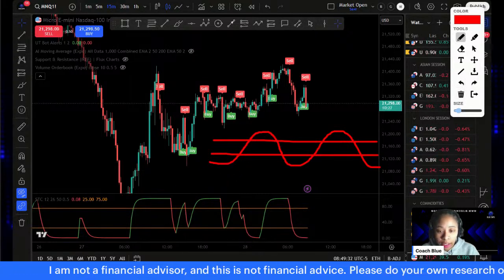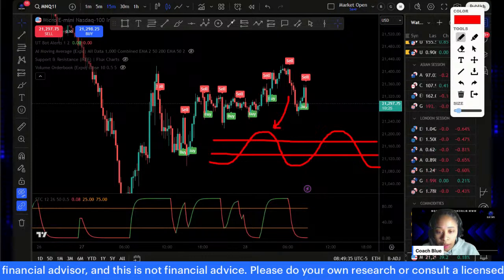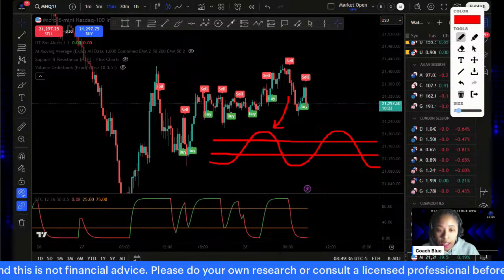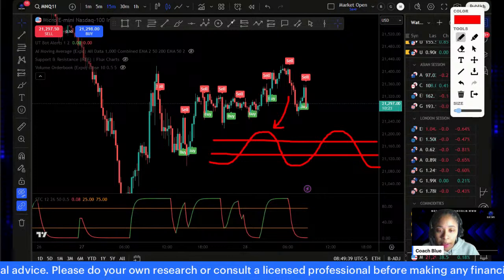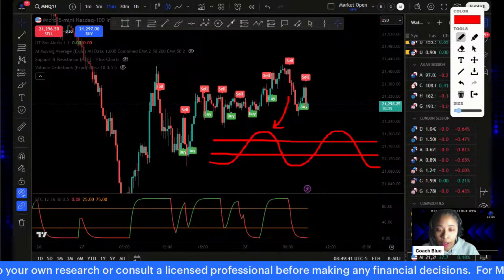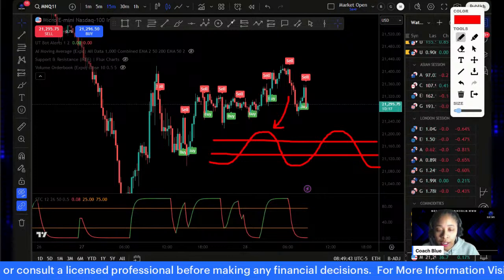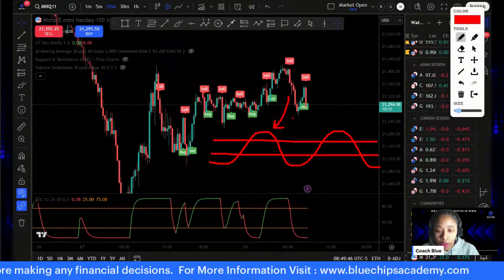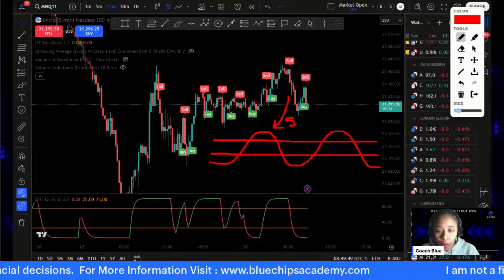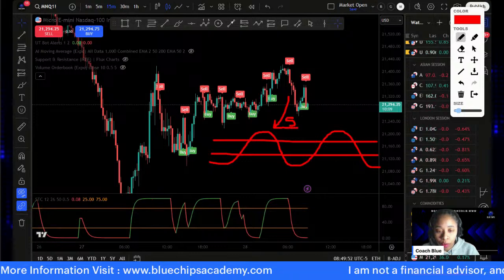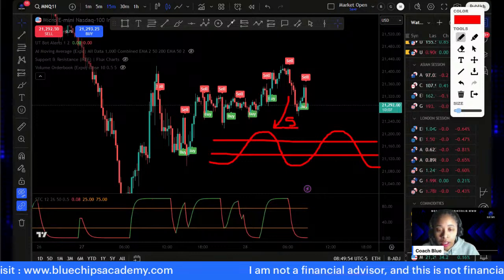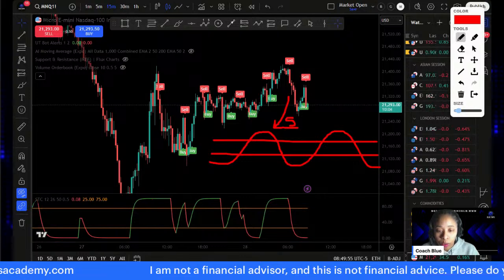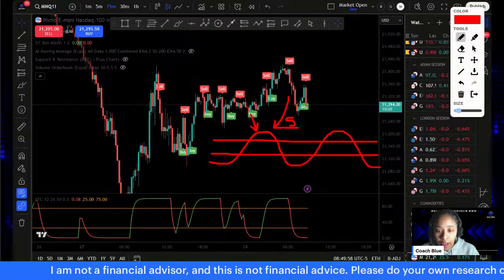Now, when we're at the top, let's say that this is the top of the roller coaster. Of course, we're expecting it to go down. So when we're at the top here, this is considered overbought. We're looking for price to go down. We're looking for sales when we are overbought. Overbought is when price is above the 80 here.